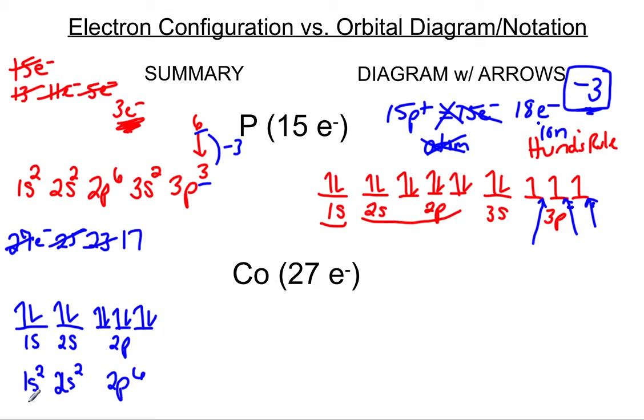Now the first energy level's filled. Second energy level has S and P, that's filled. We have to move on to the third energy level. 3s, it's going to hold 2. So I summarize, 3s2. Now I'm down to 15.